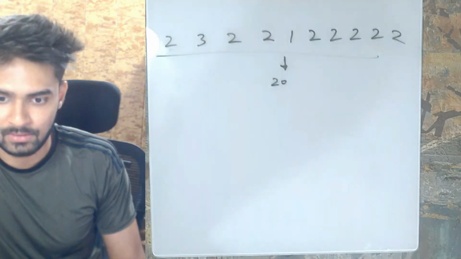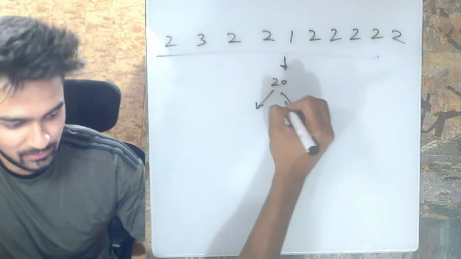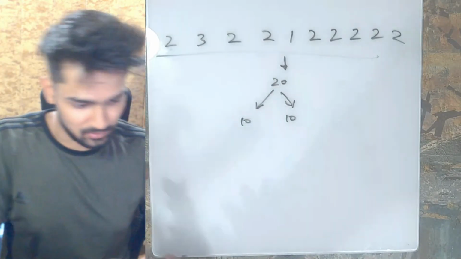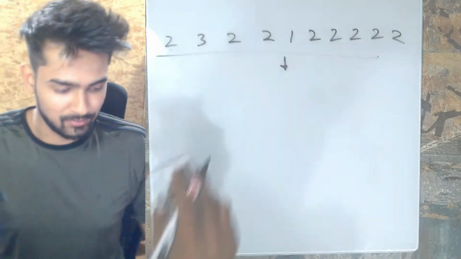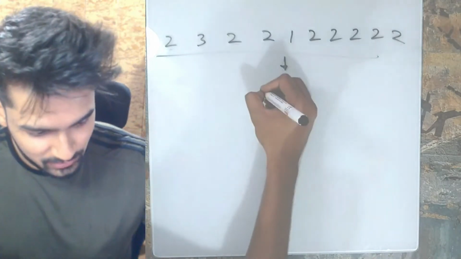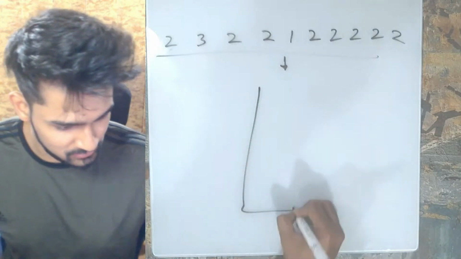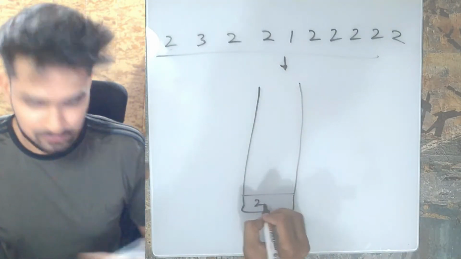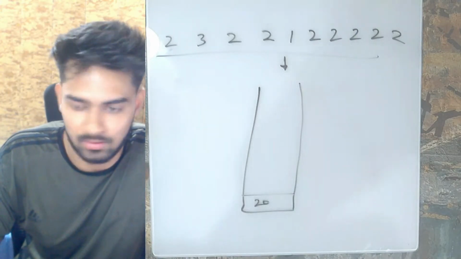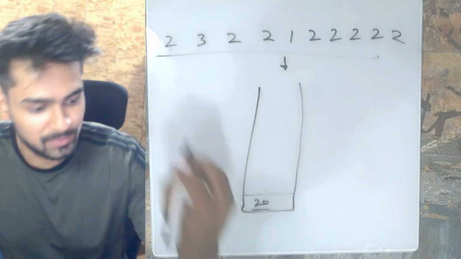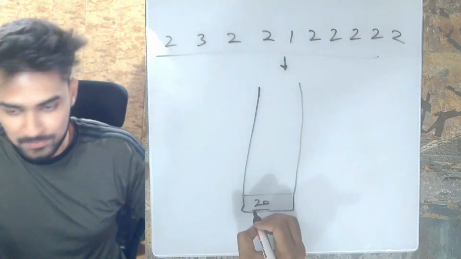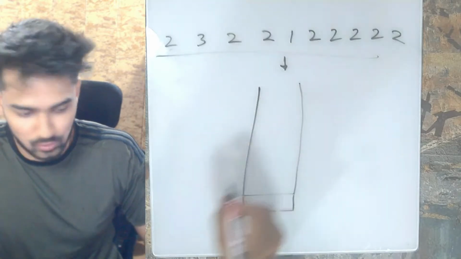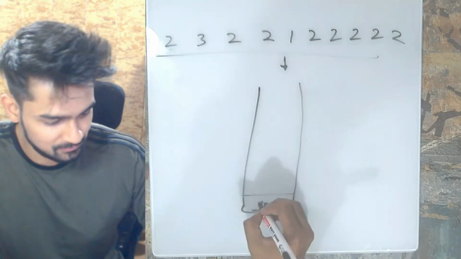Now let's divide this 20 into 10 and 10. Or let's do a better way. Instead of drawing a tree, let's say we had a queue, and in this queue I inserted 20. Since this 20 is not present in this array, I'll pop this 20 and push the two divisions of it, which are 10 and 10.